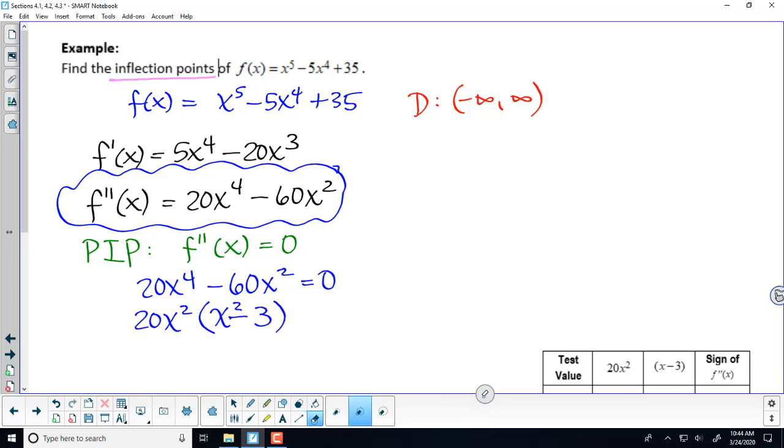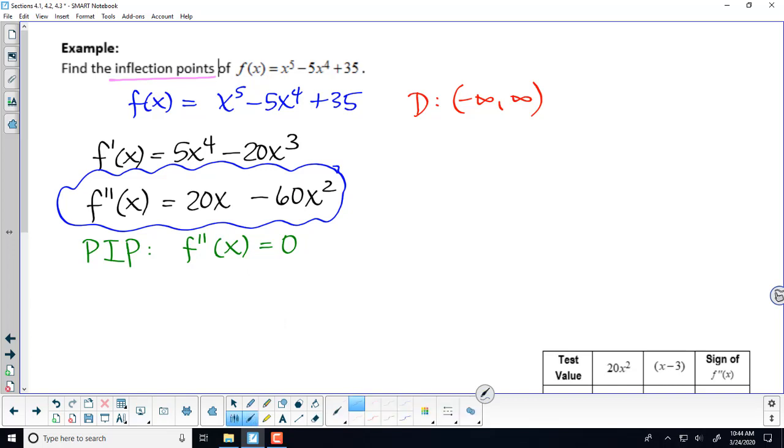Let me back up the truck. I'm too lazy to go back and edit the video, sorry. You know how I am. This should be 20x cubed. All right, here we go: 20x cubed minus 60x squared equals 0. So if you were shouting at me out loud, you messed up, I appreciate it.